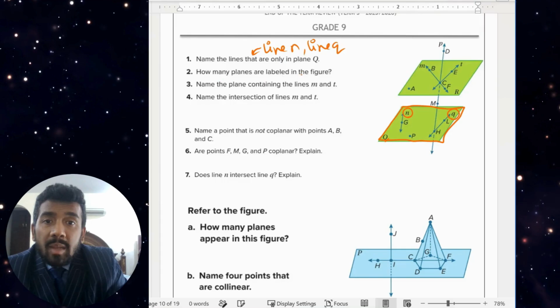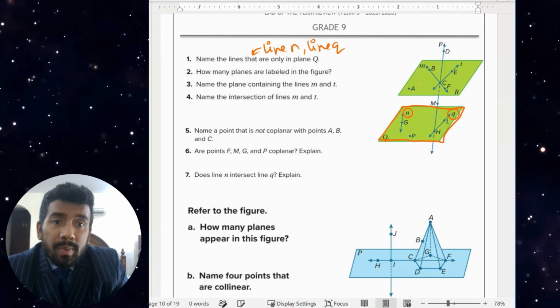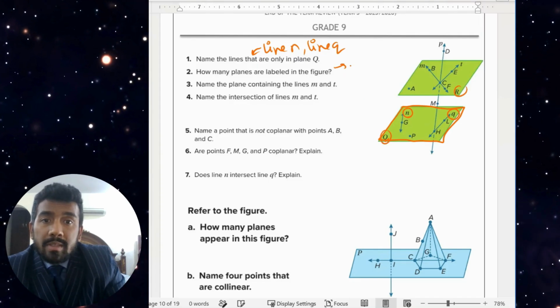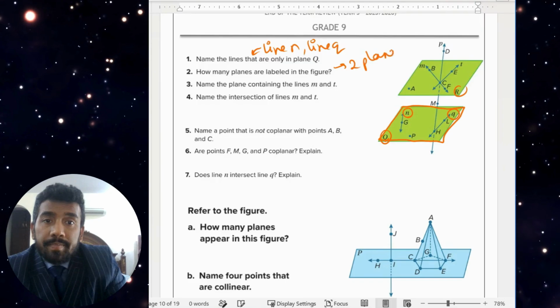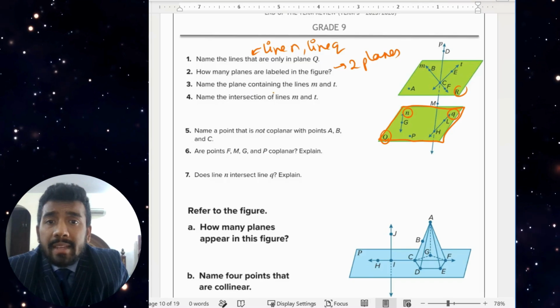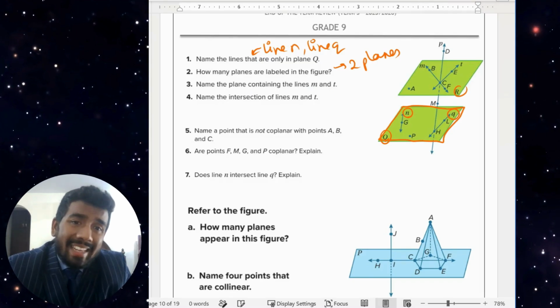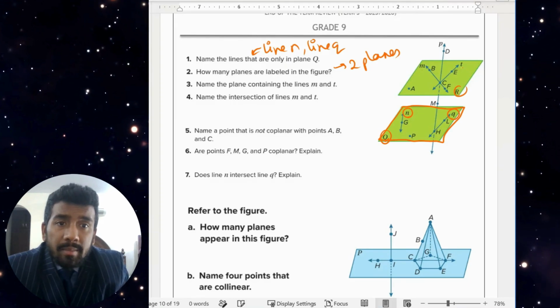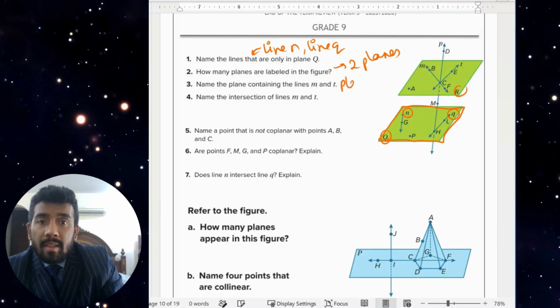How many planes are labeled in the figure? How many planes are there? Two planes. Plane R and plane Q. So that's two planes. Okay. If they ask you the names, write the names. Name the plane containing lines M and T. Now M and T has the line, a plane R. So that's the plane R.